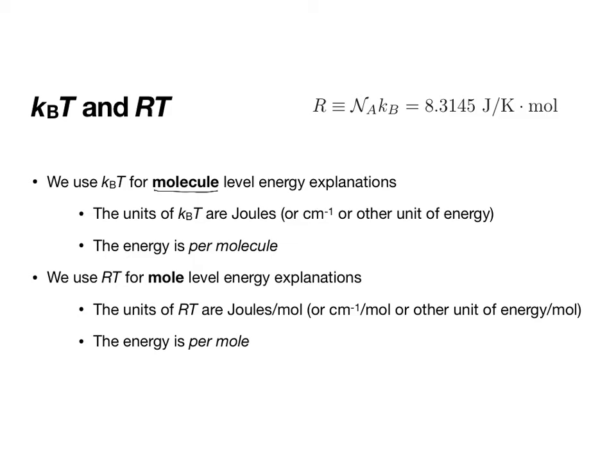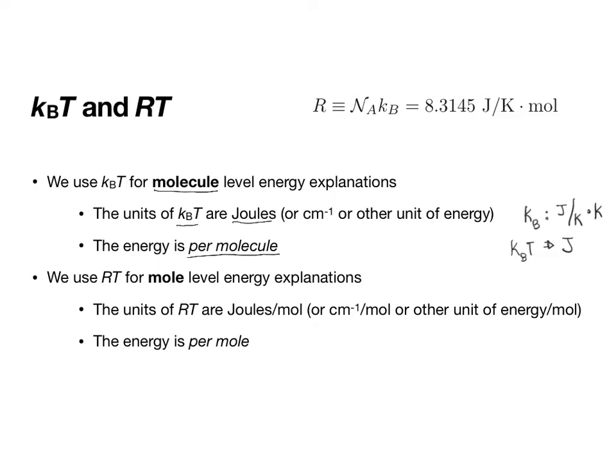What does this mean? Okay, well, the units of the Boltzmann's constant times temperature are joules or wave numbers or other unit of energy, because remember that kB has units of joules per Kelvin, and then we multiply it by temperature, giving kBT units of energy. This is energy per molecule.